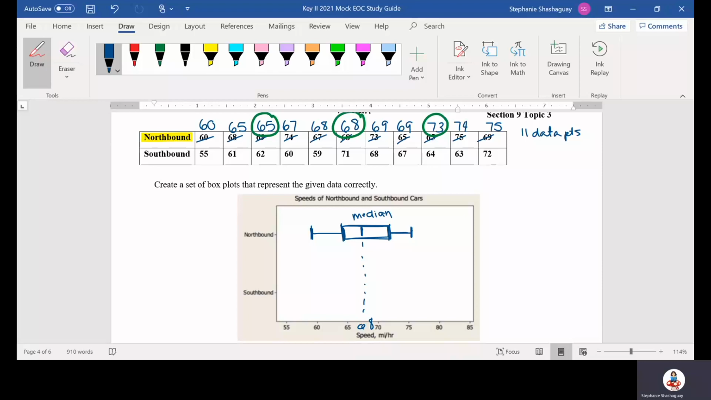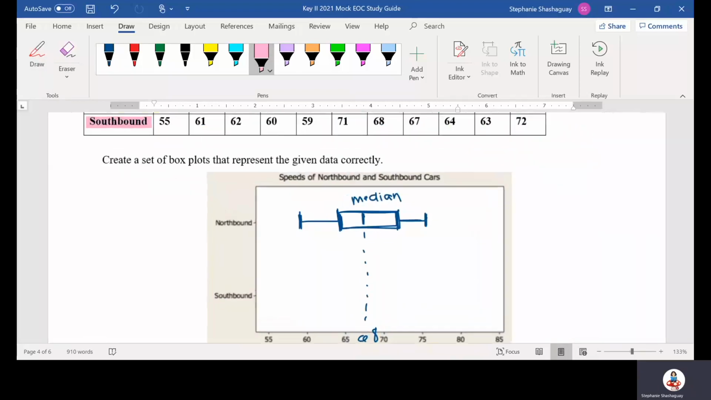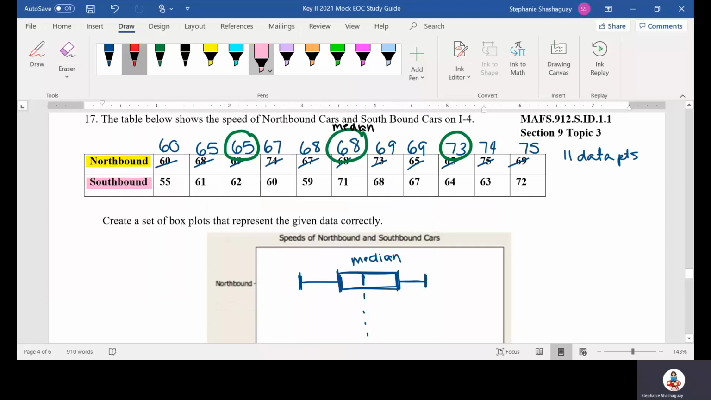Okay, now I'm going to look at my southbound data. And I need to organize my southbound data just like I did before. So my lowest speed for my southbound data is 55. Then I have 59. Hopefully I don't make a mistake in this one. Then I have 60. Then I have 61.